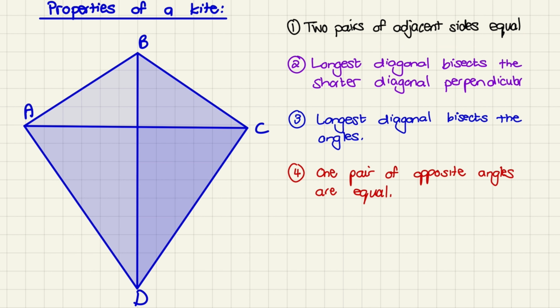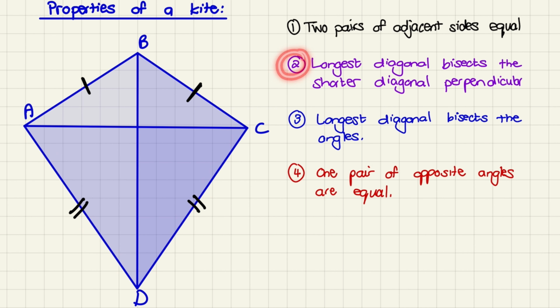So if we show that on the kite, we say that AB is equal to BC, and we show it with a little line, and that DC is equal to AD. Notice now I'm using two lines to indicate that DC and DA are equal in length.